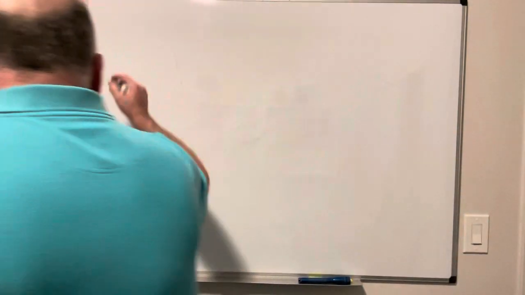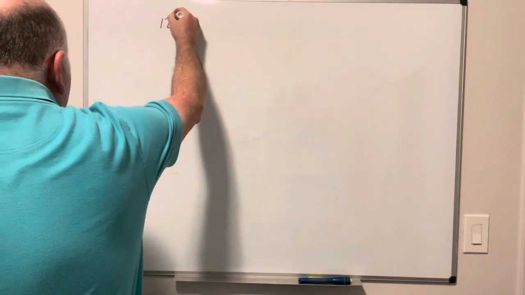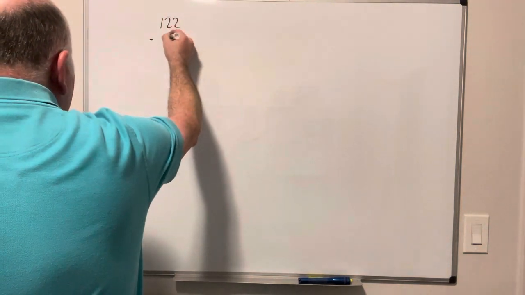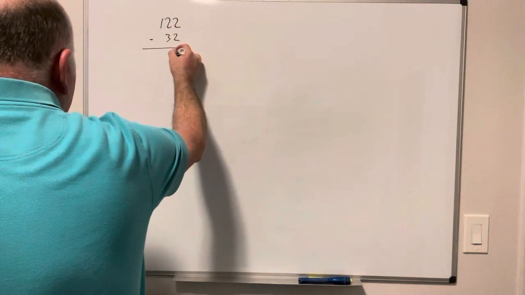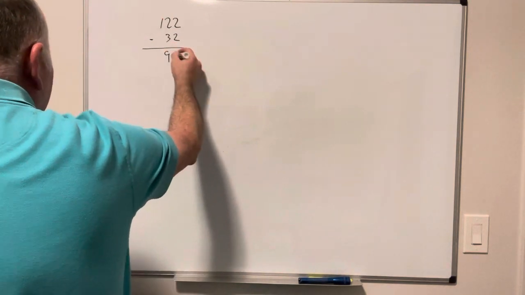So what I want to do is I have a 122-pound box, and I want to eliminate the weight of the box first thing, right? So we take 122 minus 32, right? 12 minus 3 is 9, okay?